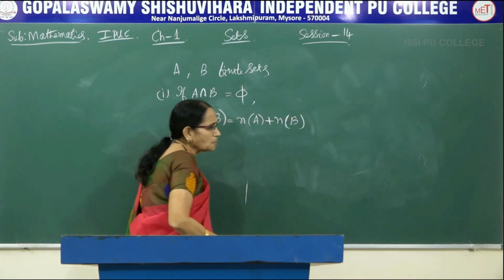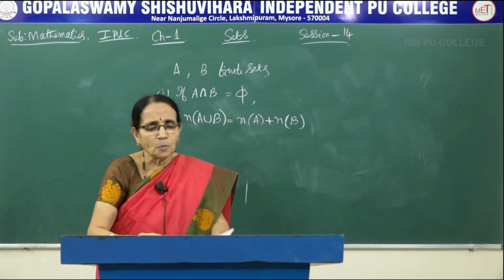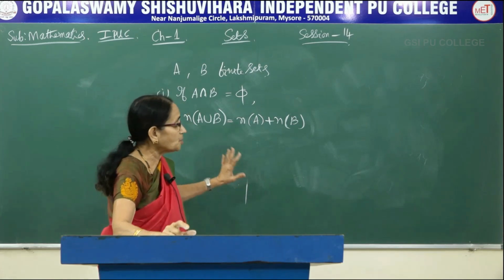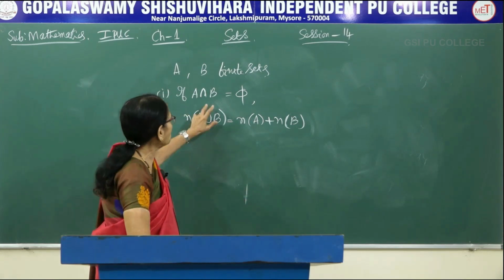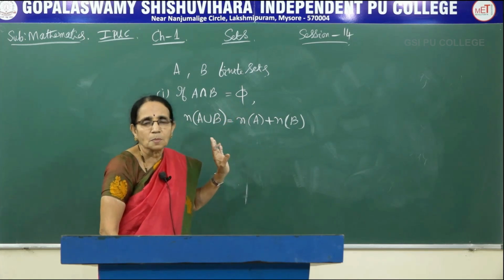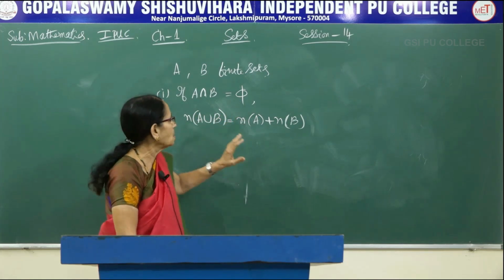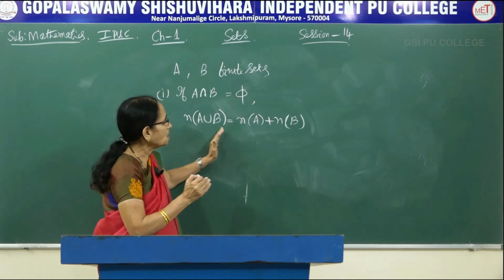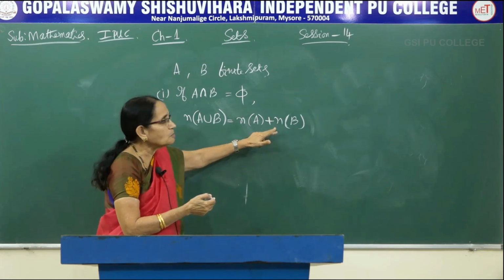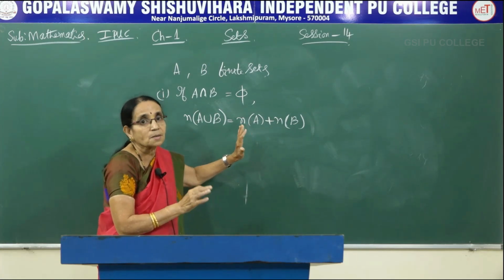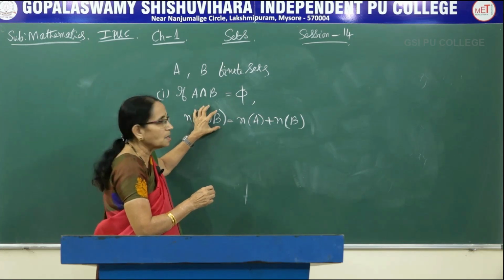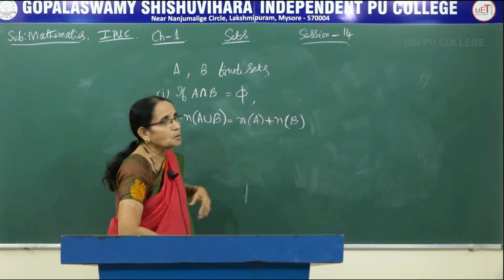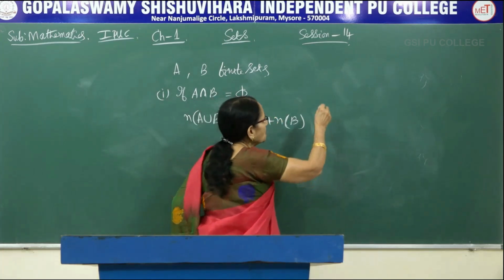If I simply write this, you may find it difficult to understand. I will give an example. First let me explain the meaning of this. If A intersection B is a null set, what do you mean by null set? It doesn't contain any element. In that case, the number of elements in the union of A and B is actually the sum of the elements of the individual sets. That is the meaning. You take the total elements of A union B, that would be equal to the sum of the elements of the individual sets. Now, I will give an example.